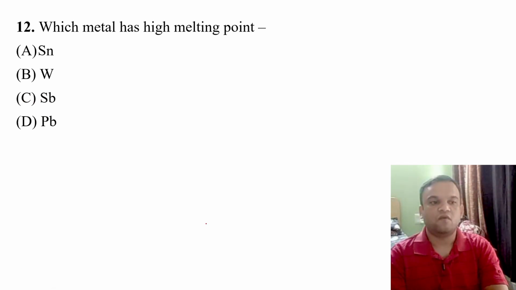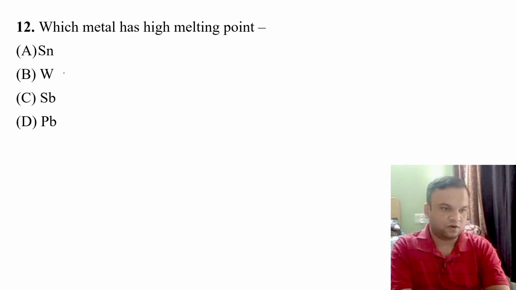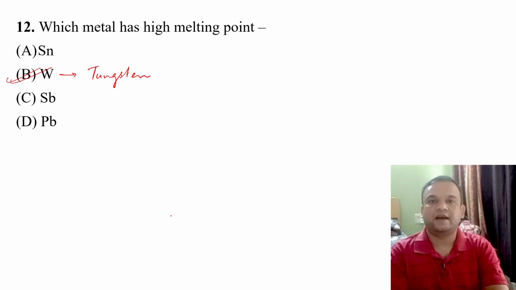Next question says, which metal has high melting point? Out of these four options, we have got W. W stands for tungsten. It is a metal which has a high melting point.